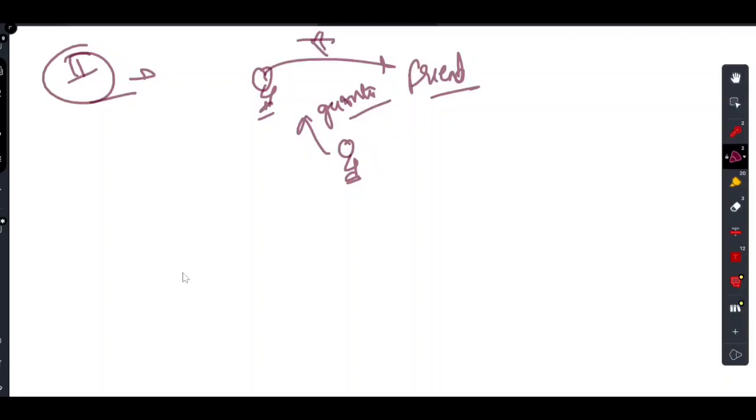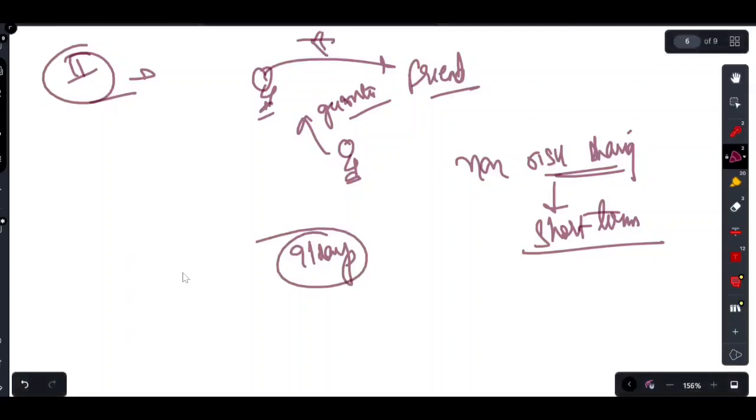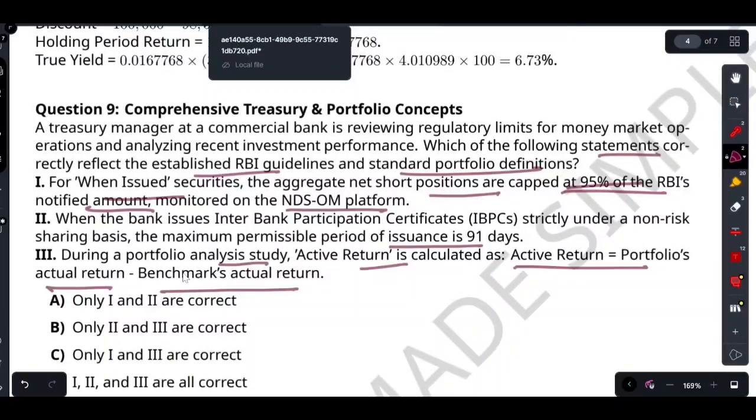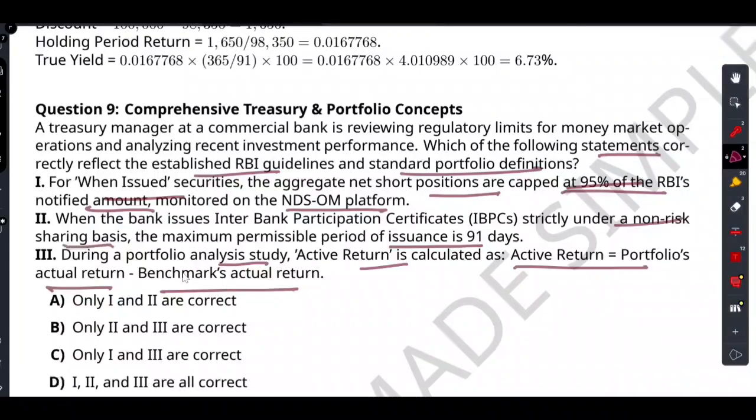The RBI has a strict rule for banks doing this. What is the RBI rule? This super safe non-risk sharing lending between banks can only be short term. The maximum allowed time is exactly a quarter of a year, that is 91 days. That is what statement number 2 is all about. It says that when the bank issues interbank participation certificates or IBPCs strictly under a non-risk sharing basis, the maximum period is 91 days.